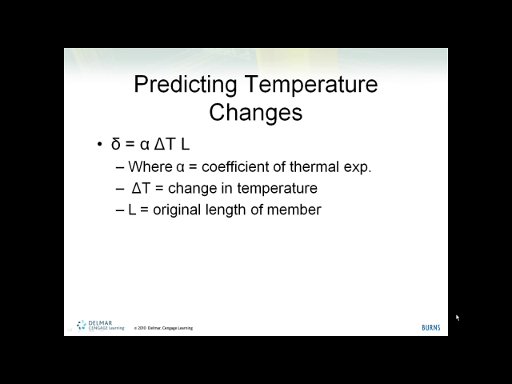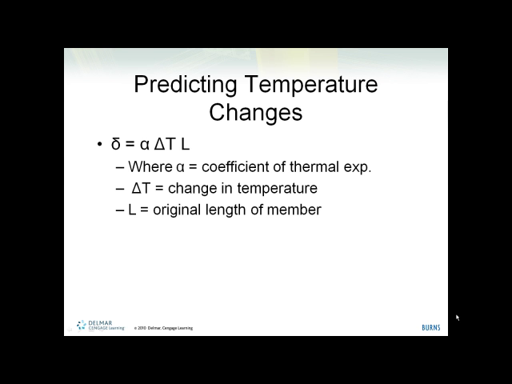Probably one of the most important items with expansion and contraction of materials and bridges and elements and whatever else we're dealing with is the ability to predict how much an element, a bridge, whatever we're talking about, will deform.